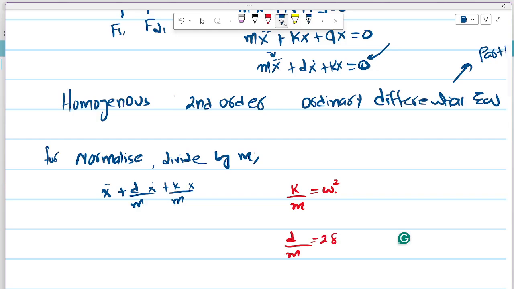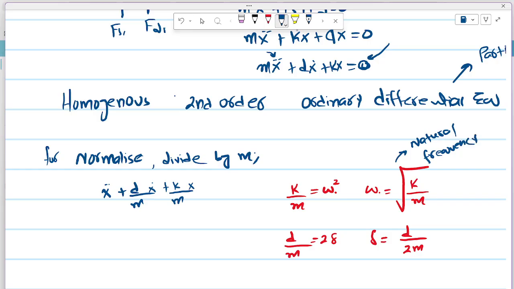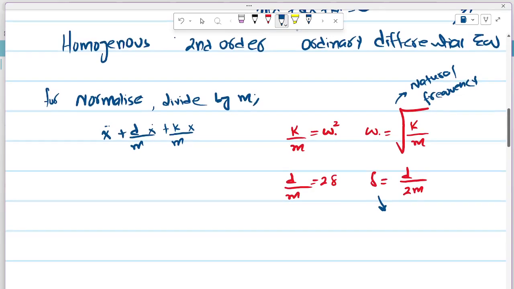So if you write omega, omega would be equal to the square root of k over m, and 2 lambda, the damping coefficient, equals d over 2m. So this represents the natural frequency of any mechanical system, and that's the damping coefficient.